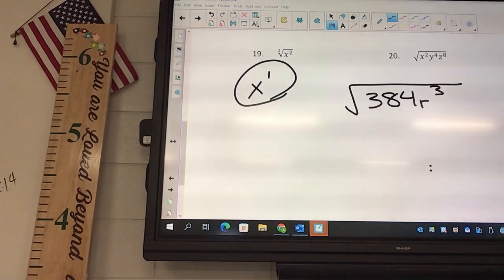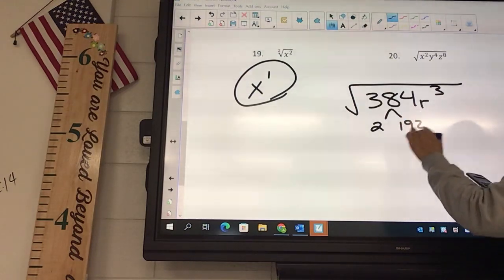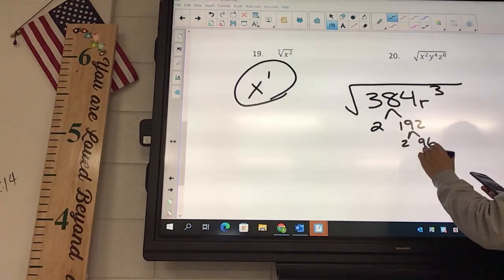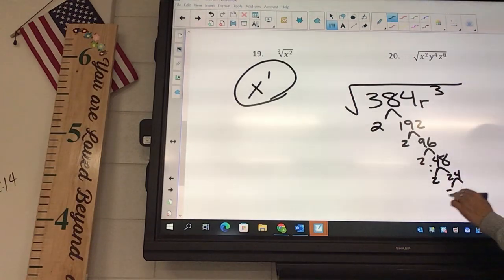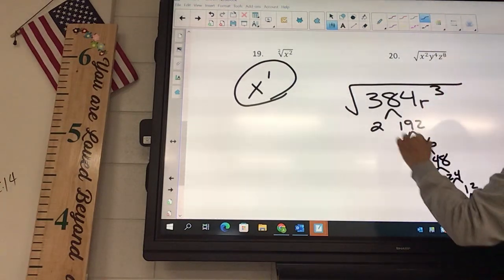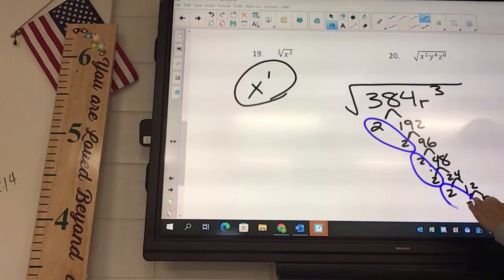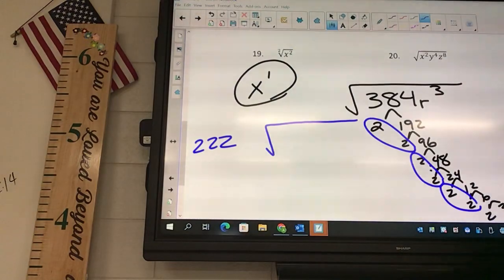Okay, so you're gonna treat the numbers and letters separately. So you're gonna say 384 divided by 2. You get 2 and 192. 2 and 96. 2 and 48. 2 and 24. 2 and 12. 2 and 6. 2 and 3. Okay, what is our group number? 2. So I can take one group, two groups, three groups. So on the outside of the radical, I'd put 2 times 2 times 2 for those groups of 2s. Who can't go? 2 and 3.